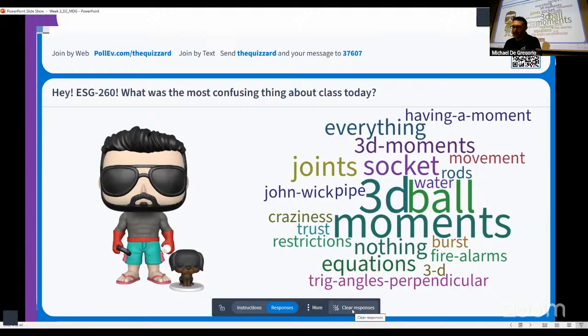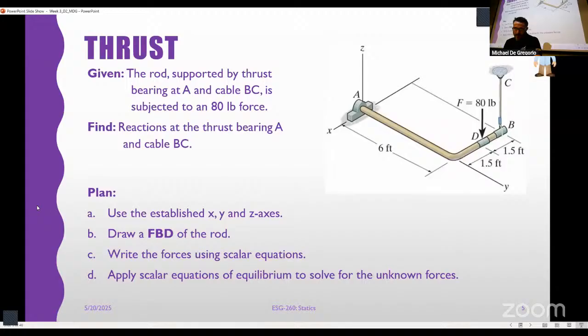No, no. All right. In that case, we're going to do a thrust bearing problem. The rod here, this rod ADB, let's call it. You notice that it is bent. It's supported by a thrust bearing at A and a cable BC, and it is subjected to an 80-pound force pointing down at D. We want to find the reactions at the thrust bearing A and the cable BC. So we're looking for the reaction forces on this system.